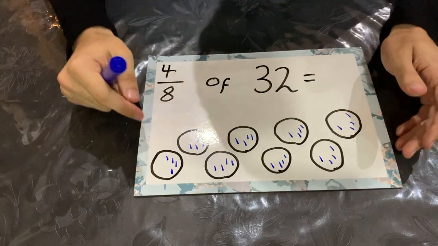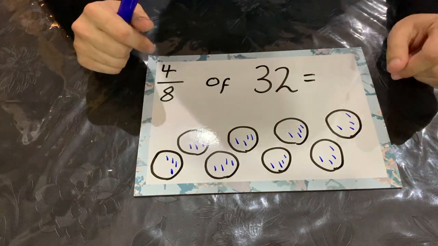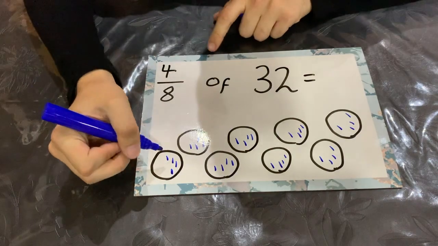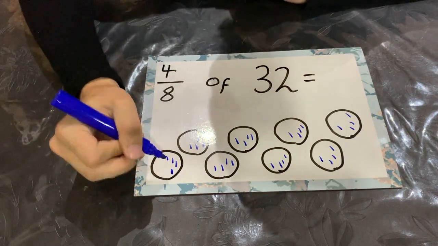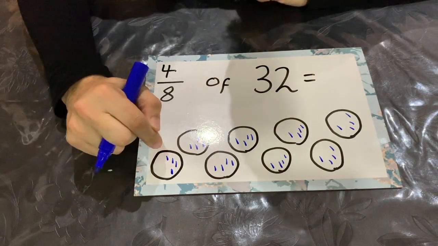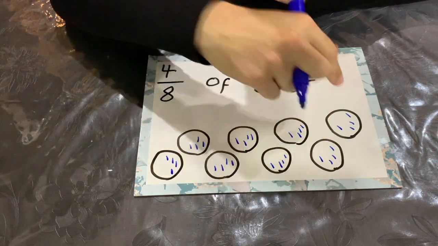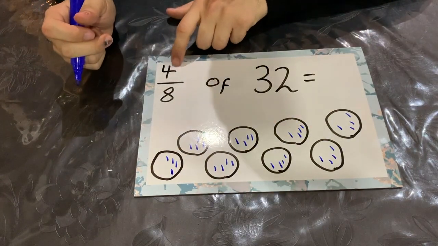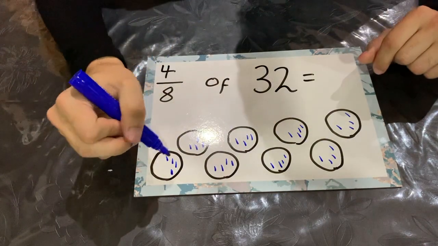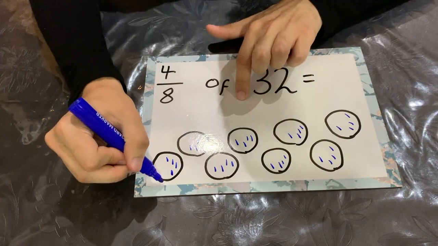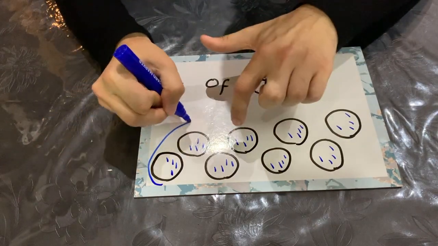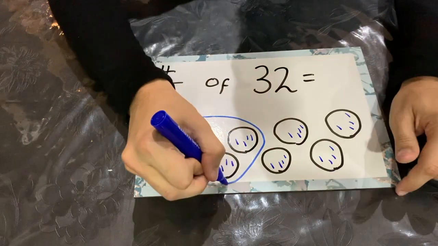So each of my groups should have the same number of lines in them. So if I look at them carefully, I can see that there's 4 in every single group. But I only want 4 eighths, so I only want to count 4 of my groups. So I'm going to circle them now. There's 1, 2, 3, and 4. They're the ones I'm going to circle.